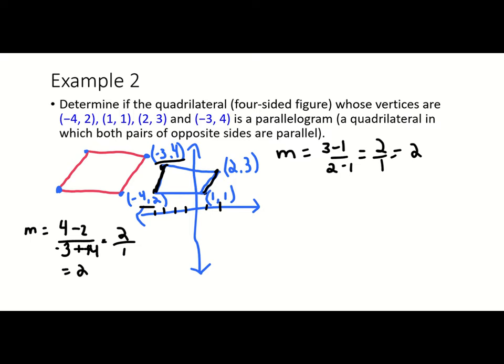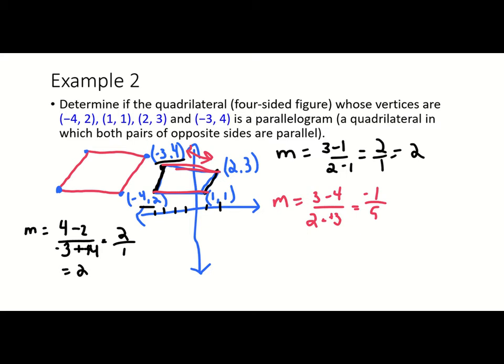But in a parallelogram, both pairs of opposite sides have to be parallel. So that means I also have to find the slope between these 2 lines. So I'm going to start with the -3, 4 and the 2, 3. Let's find the slope between these 2 points right here. I'll do 3 minus 4 over 2 minus -3. So that gives me -1 over 5, or -1/5.